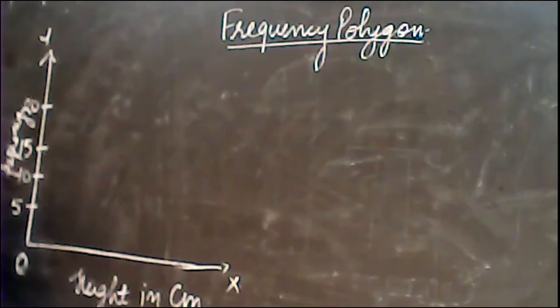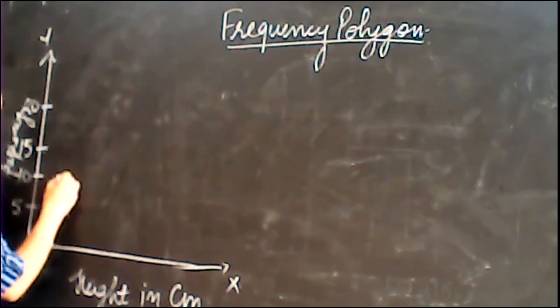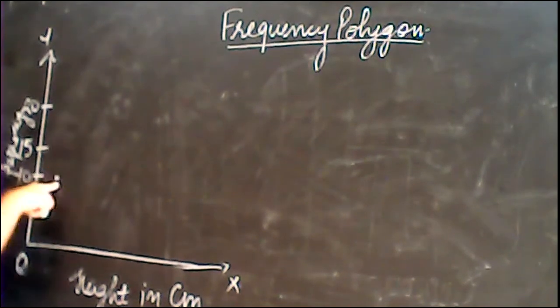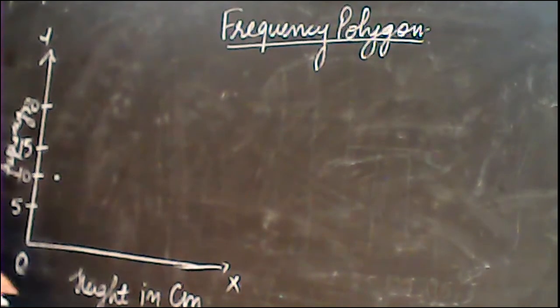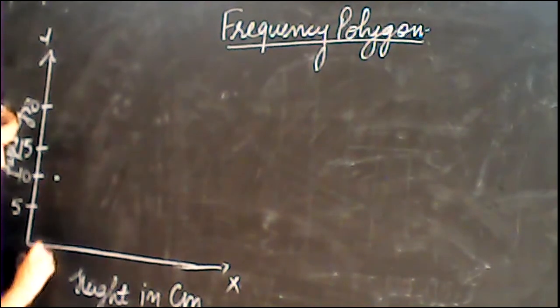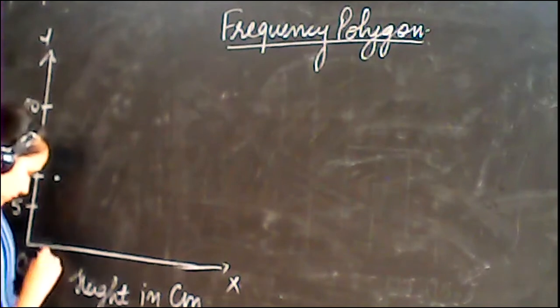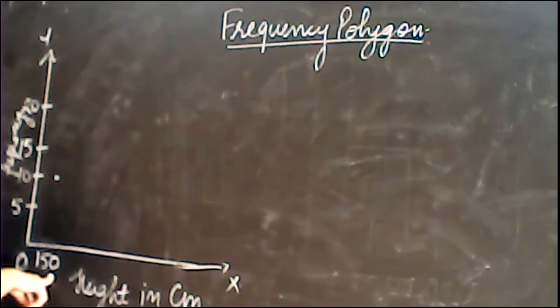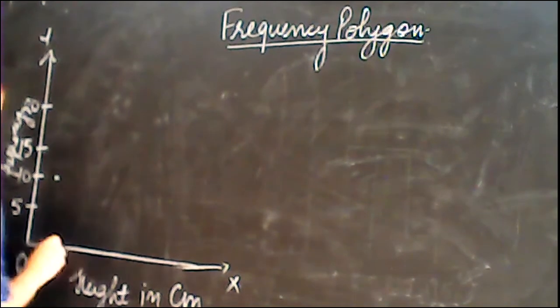Now the first one is from 150 to 154, the frequency is 10. So the frequency here is 10, right? So I will plot this point over here, and I will write below this point 150, because it is between 150 to 154.